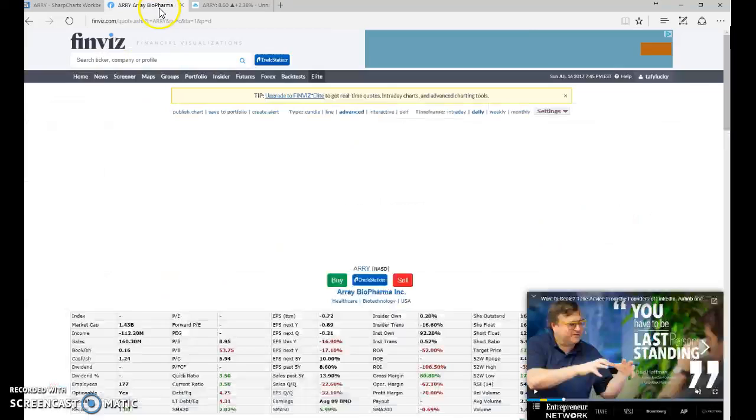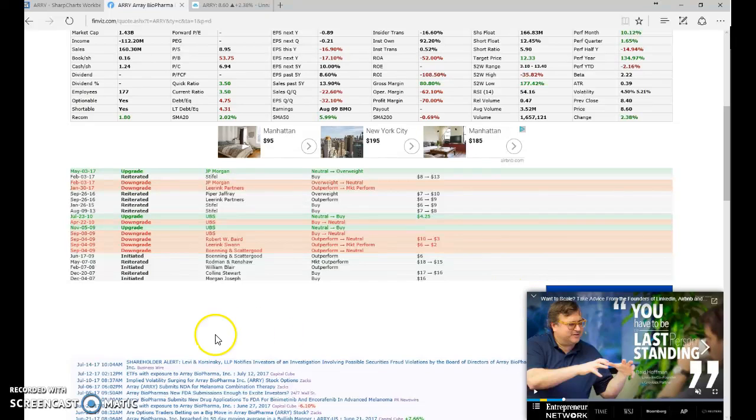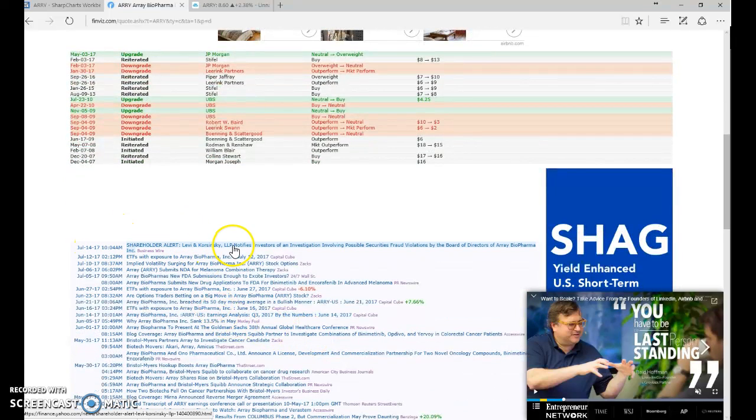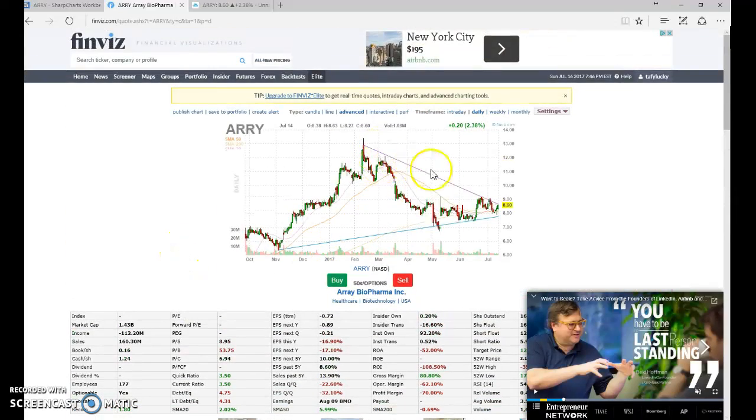The other one I use is Finviz. Obviously, I use this one for a couple of things, because it has all the news laid out at the bottom, very easy for the eye to catch. Also what I like is that it makes some trend lines for you. A lot of times we misplace trend lines or we miss some trend lines. And as you can see, ARY is making this downtrend, along with some simple moving averages.